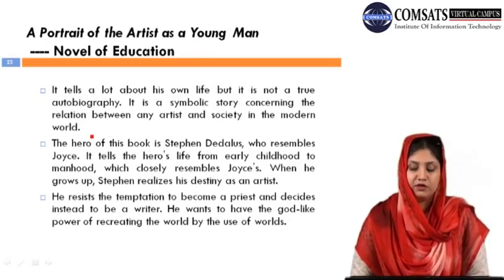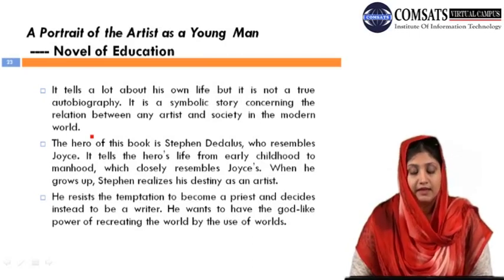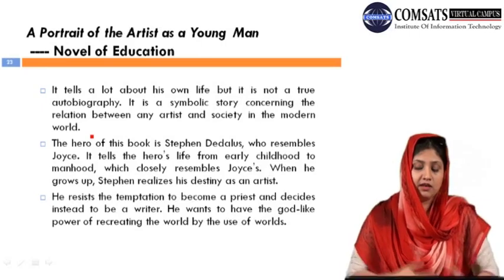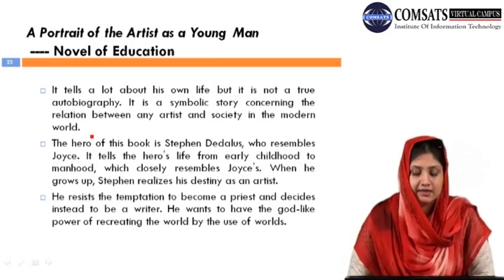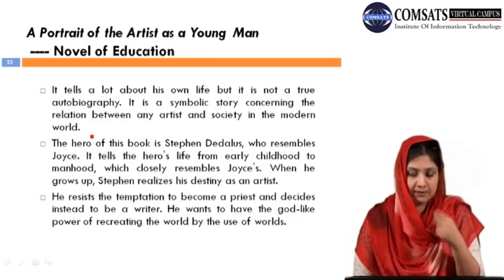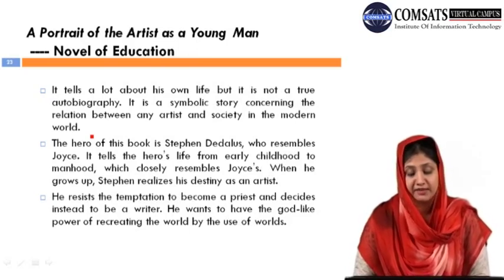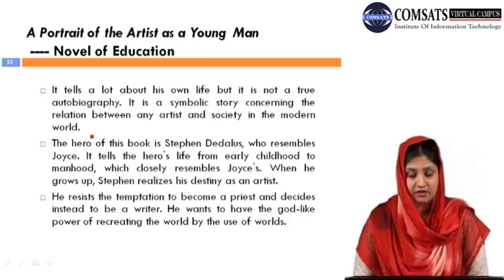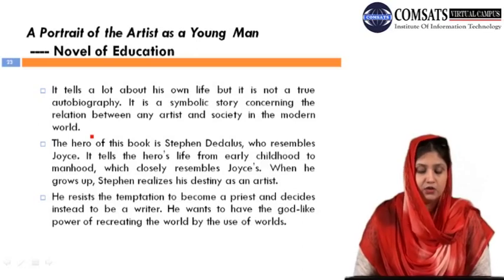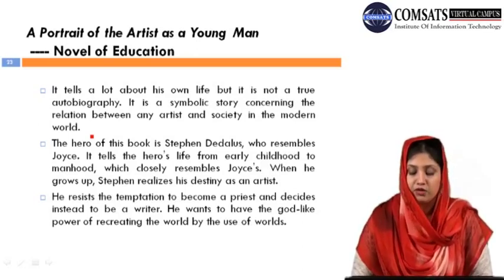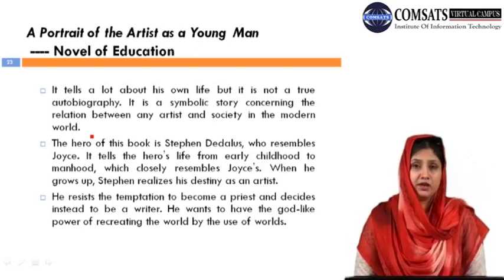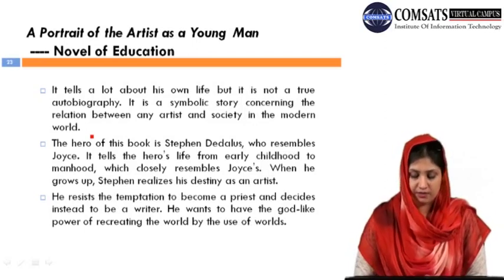The hero of this book is Stephen, who resembles Joyce. Most of the time you will find Joyce speaking in the figure of Stephen. It tells the hero's life from early childhood to manhood, which closely resembles Joyce's. When he grows up, Stephen realizes his destiny as an artist. He resists the temptation to become a priest and decides instead to be a writer. He wants to have the God-like power of recreating the world by the use of words and art.